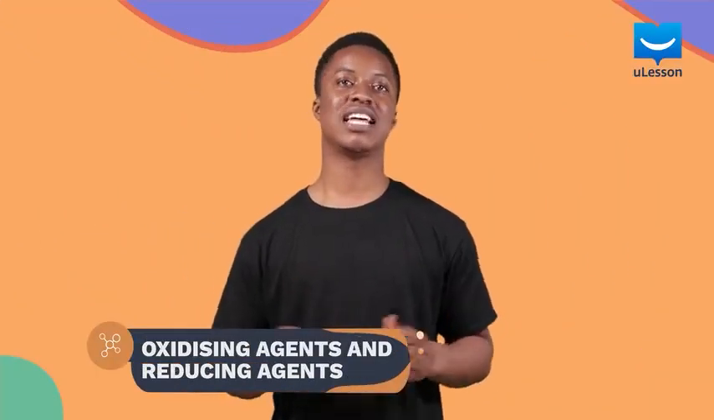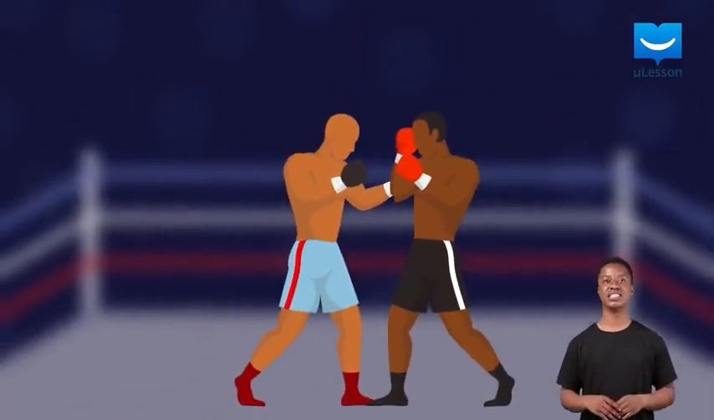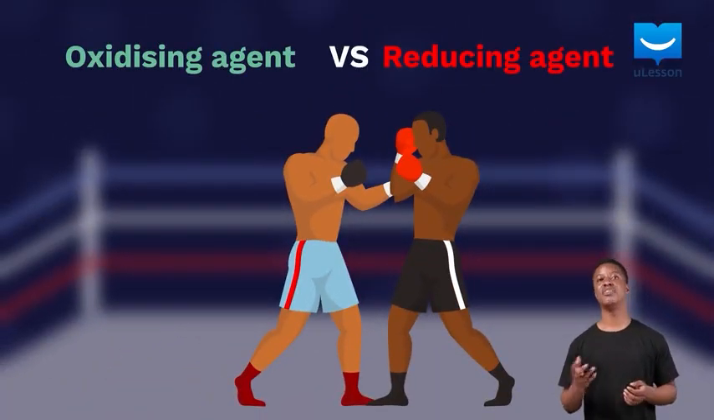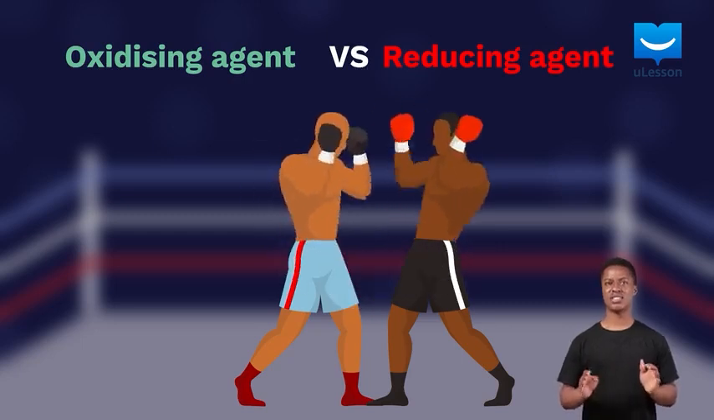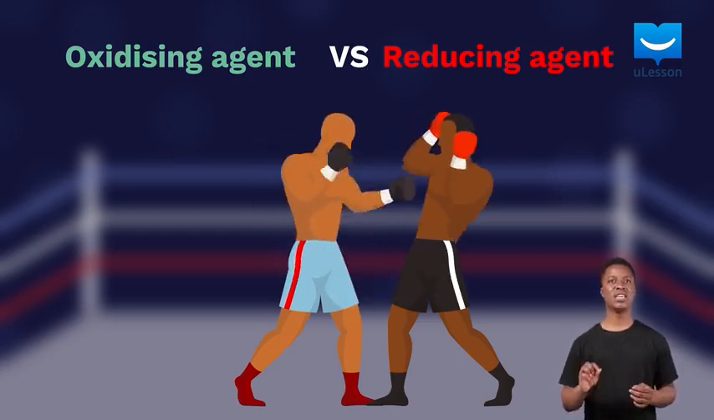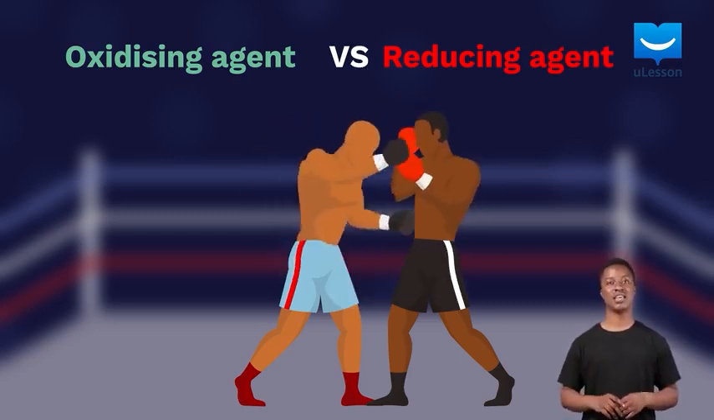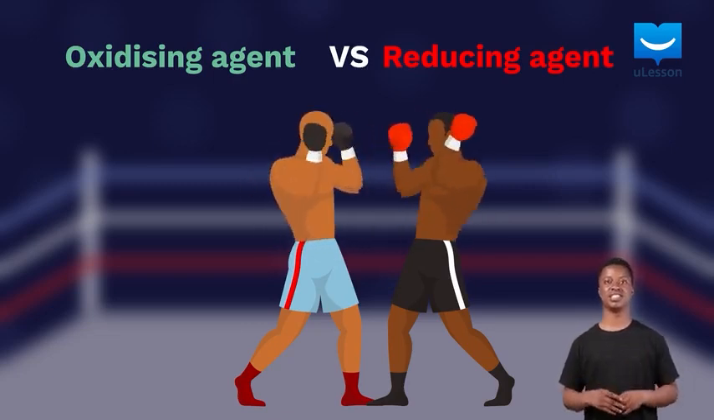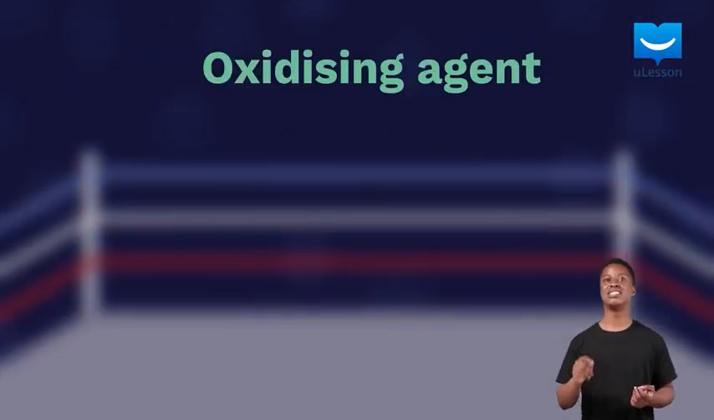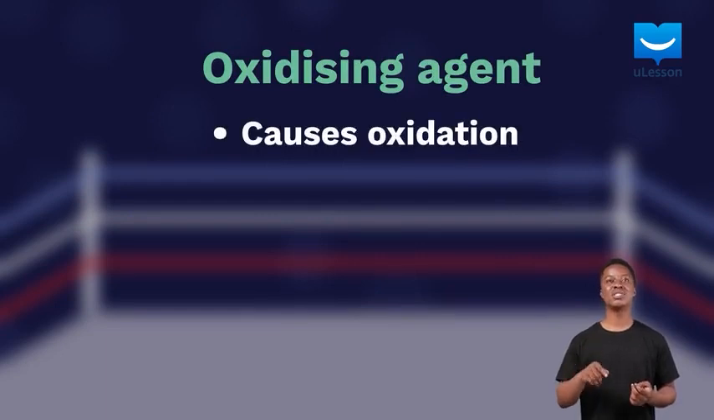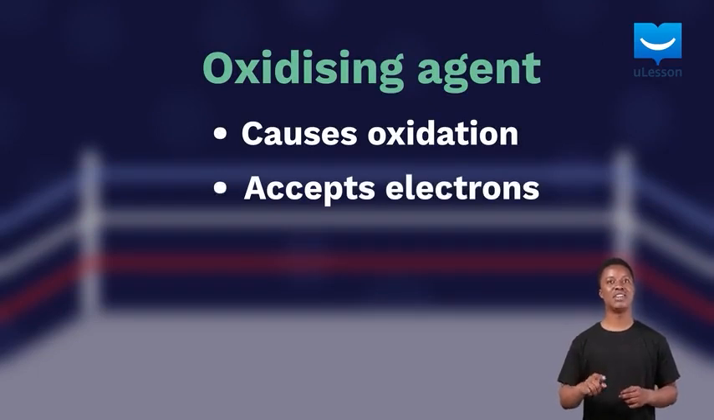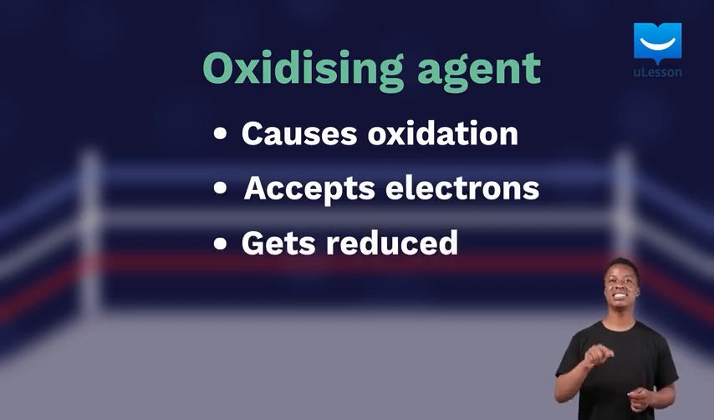A redox reaction is like a boxing match between two reagents, an oxidizing agent and a reducing agent. With our discussion so far, you should already know what makes a substance an oxidizing agent and what makes a substance a reducing agent. An oxidizing agent is the reagent in the reaction that causes the other species in the redox reaction to be oxidized. It accepts electrons, thereby reducing its oxidation number. Therefore, it is the reagent in a reaction that is reduced.